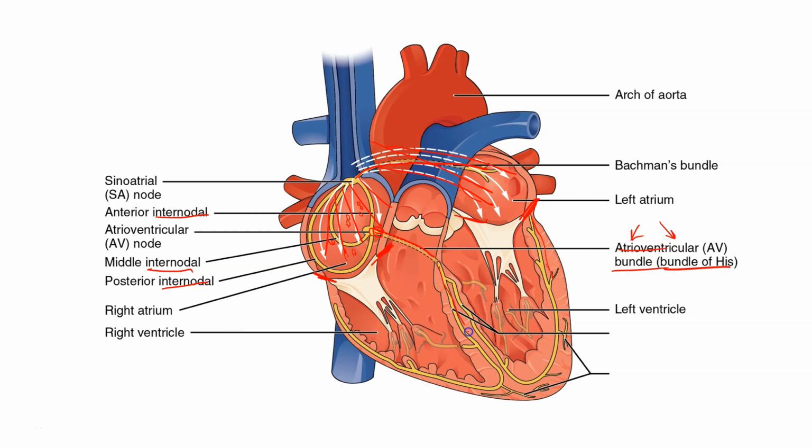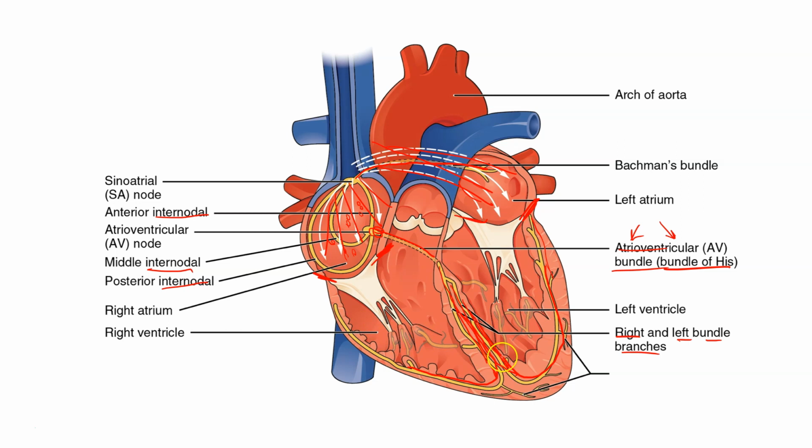Then that signal is going to pass down the conducting cells that are found in the interventricular septum, and those are called the right and the left bundle branches. So you have one here, and you have one here. The left will then penetrate the myocardium surrounding the left ventricle. The right will go down and penetrate the myocardium of the right ventricle.